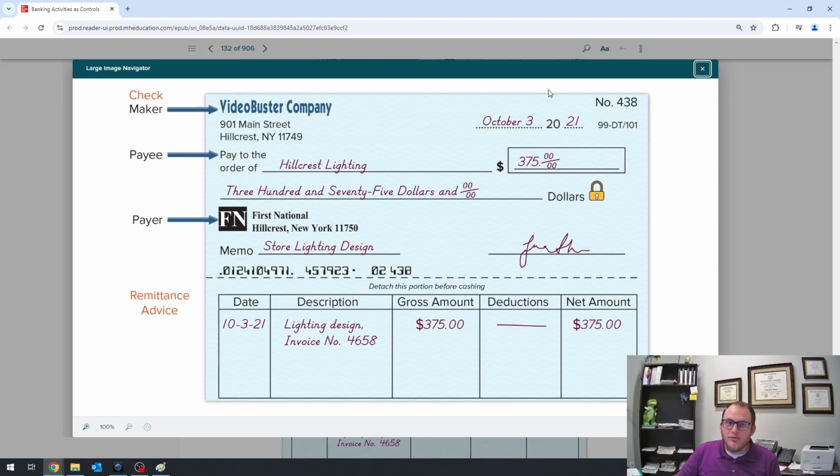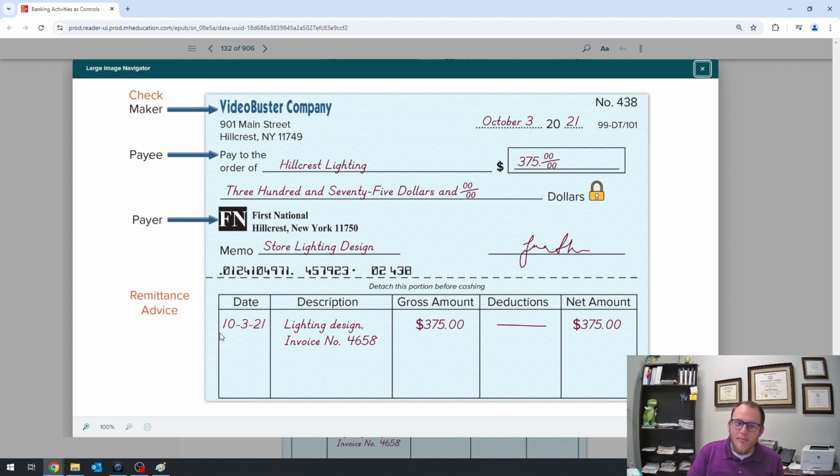And so when we look at this check, we have our date up here. This is a check that I'm sure a lot of you are used to seeing. Here's the maker. That is the owner of the bank account. That is the company that has this bank account and uses it for all of their money. There's the payee, the person that is getting paid, and then the payer. So the payer is going to be the financial institution or the bank that is going to be sending the cash to the payee.